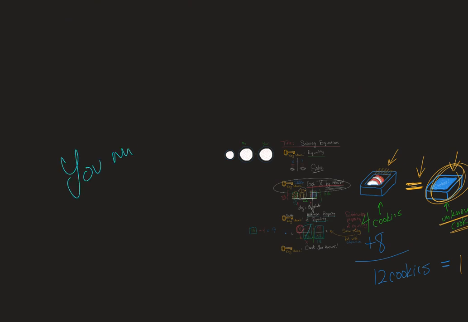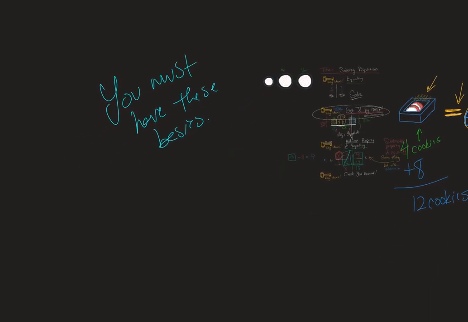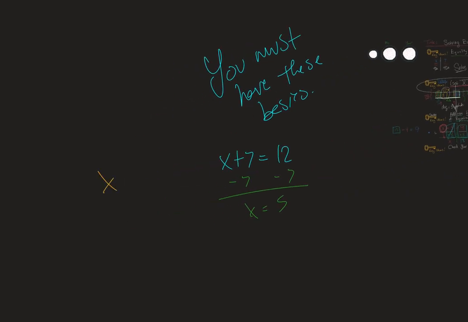You must have these basics, okay? You have to know that, oh, hey, x plus 7 equals 12. Yeah, we're going to subtract 7 to get x equals 5. Oh, we have x minus 4 equals 9. You have to know that when you add, you're going to add 4 to get x equals 13. You just have to know it. These are the basics, okay?